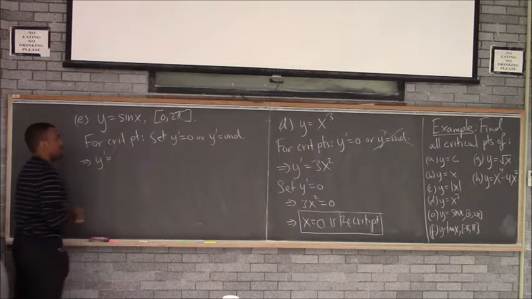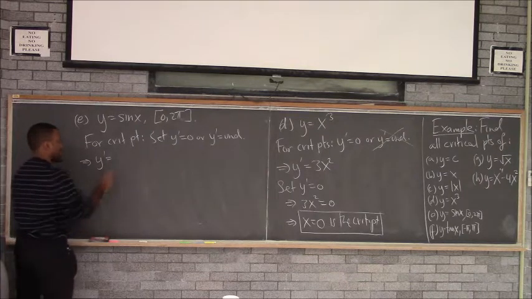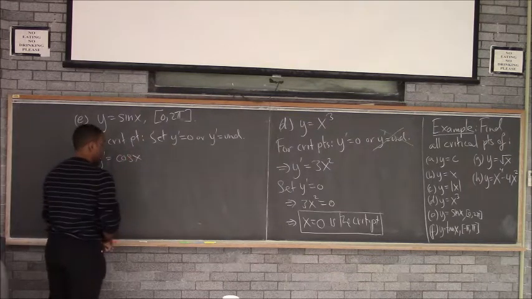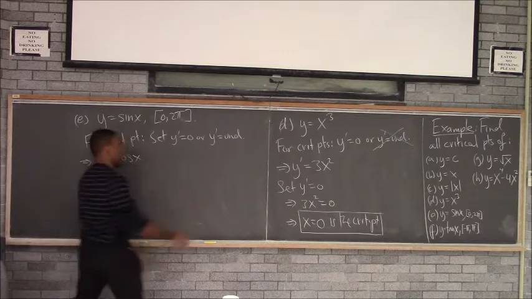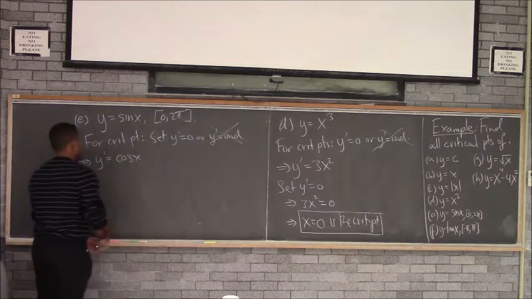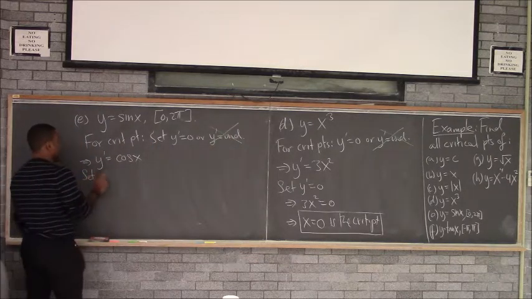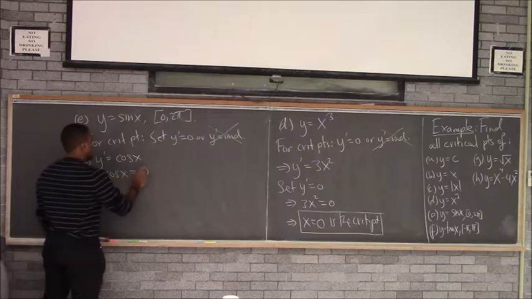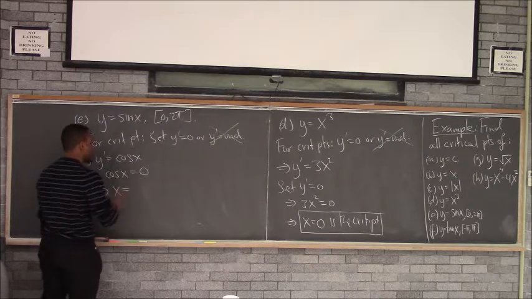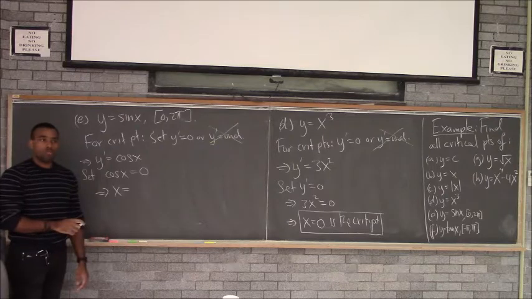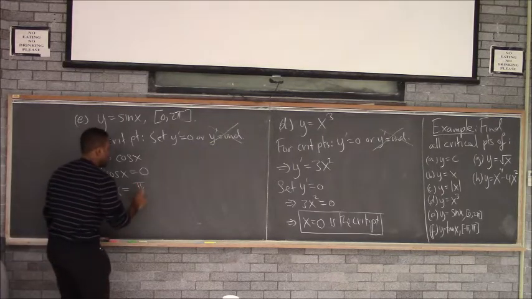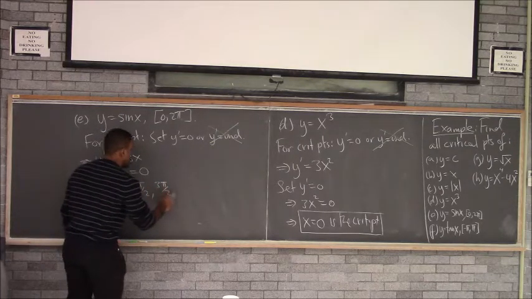What is y prime? Cosine. Cosine of x, always defined. Set cosine x equals 0. This means that your x equals pi over 2 and 3 pi over 2. Right?